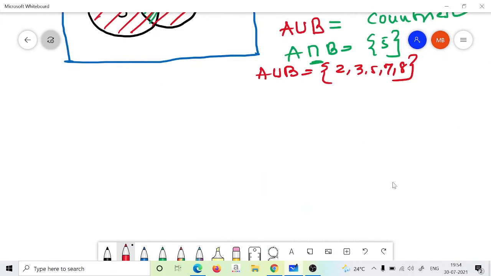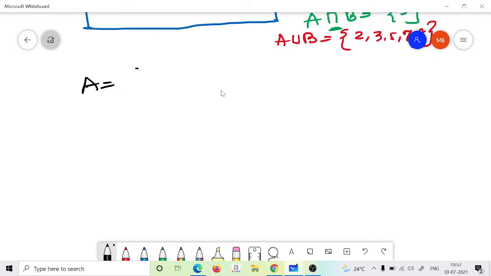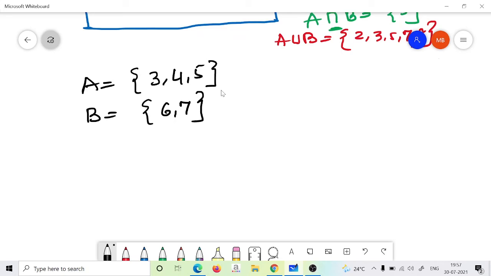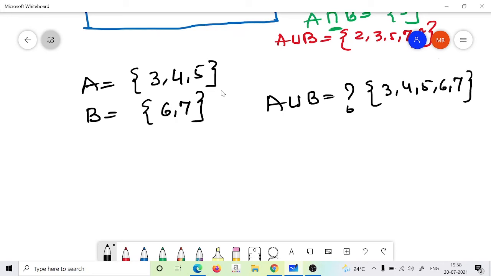Let us take one more example. Let set A be 3, 4, and 5, and set B consist of elements 6 and 7. So what will be A union B? We know A union B is the set which consists of elements from A or from B. So it is basically a collection of the elements which are there in A and B. So we'll write it as 3, 4, 5, 6, and 7. So A union B is 3, 4, 5, 6, and 7.